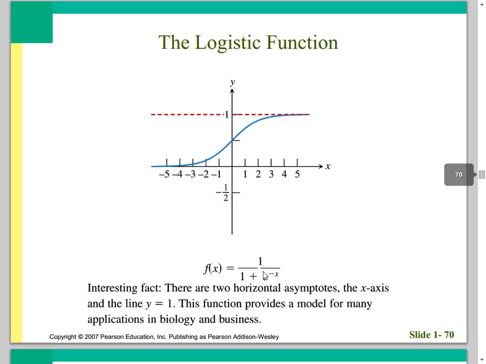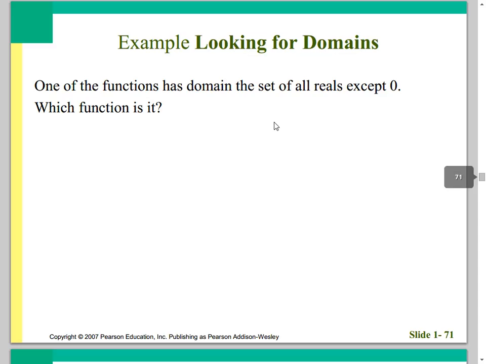Don't leave yet, we're almost done. This is called a logistic function, and this is what it's graphed like. We use this in the real world to model population growth in biology, and it's used for all kinds of ecological systems and modeling and stuff. And then that's it.